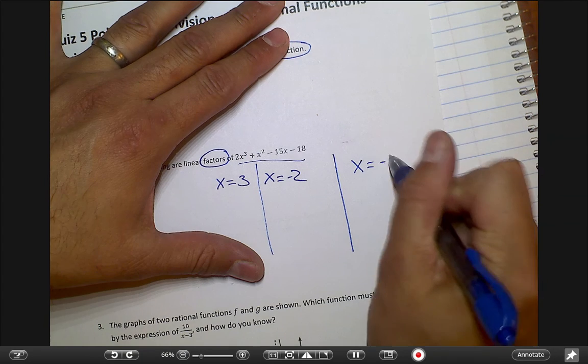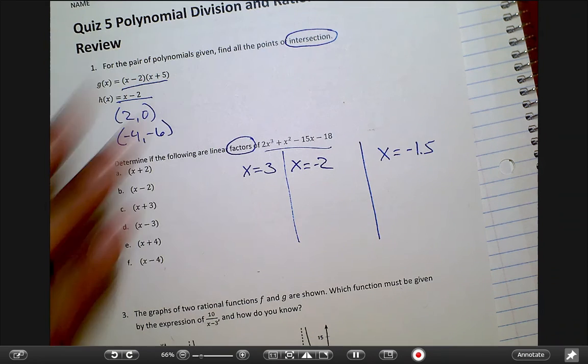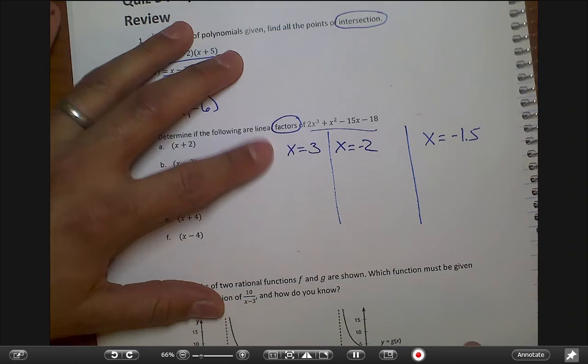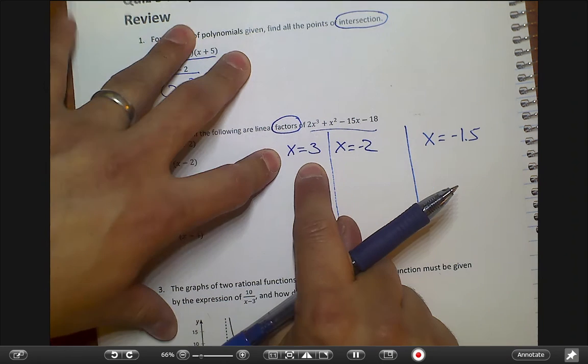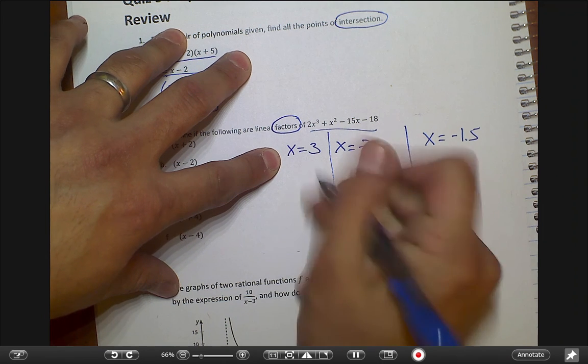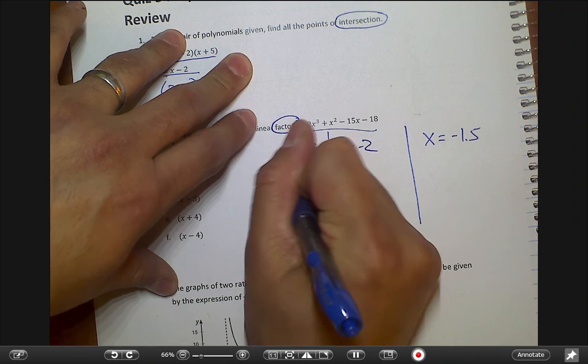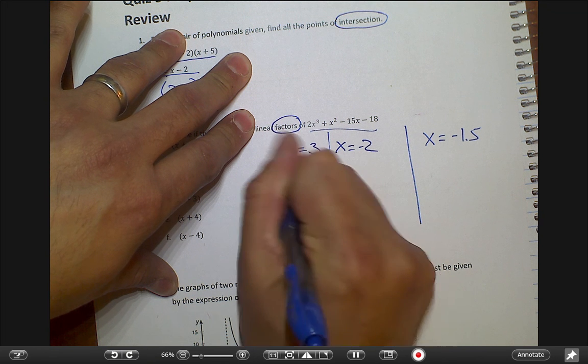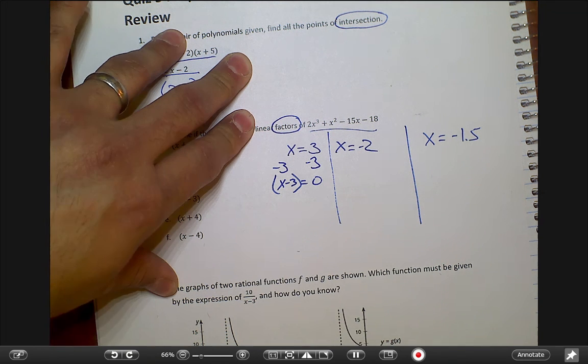All right, so my last point was what? X equals -1.5. Yes. Now, if you guys pay attention, all factors equal what? 0. So let's go ahead and make this equal 0. So what would I do to make this equal 0? Minus 3. So x minus 3 equals 0. So guess what? That's your factor.